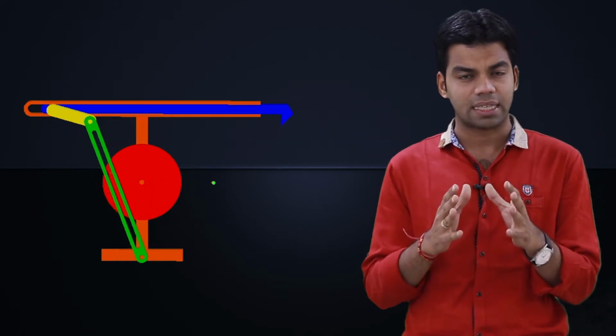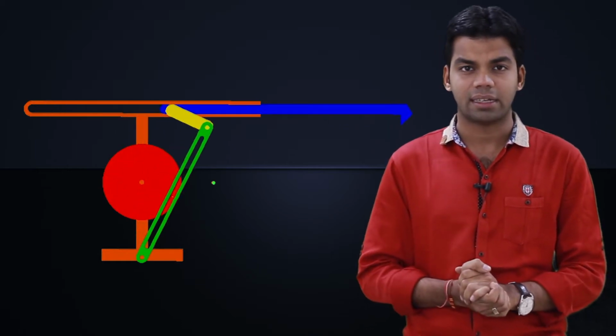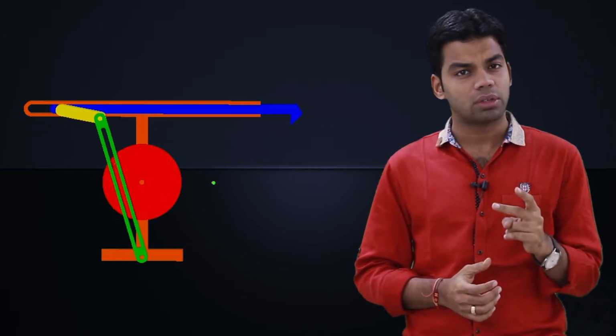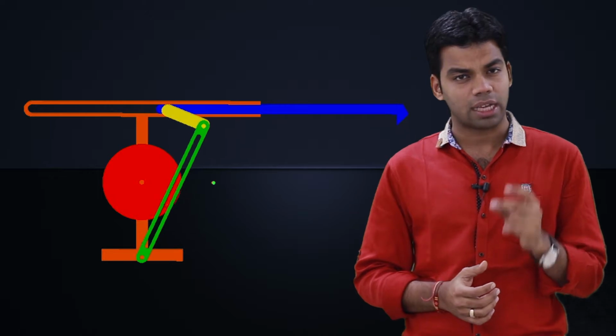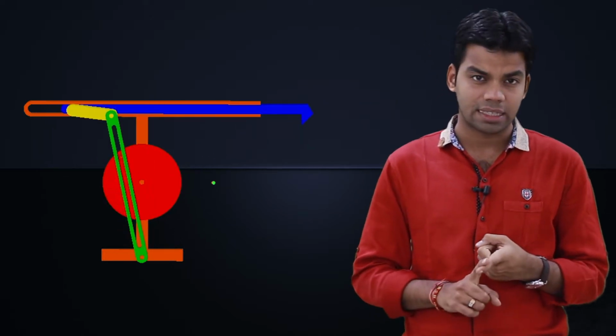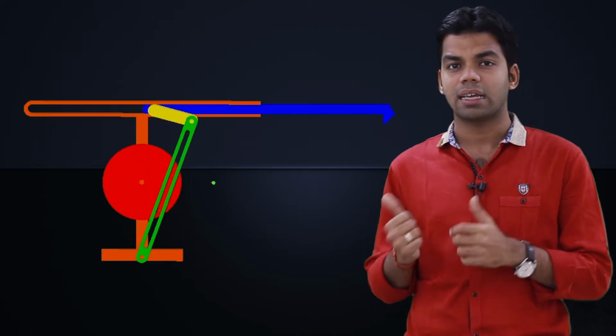If we fix the connecting rod of the slider crank mechanism, we will get two types of mechanism. First is the oscillating cylinder engine, and second is this crank and slotted lever mechanism. With the help of animation, it will be very clear how we achieve such a mechanism from the slider crank mechanism. So understand this very carefully.